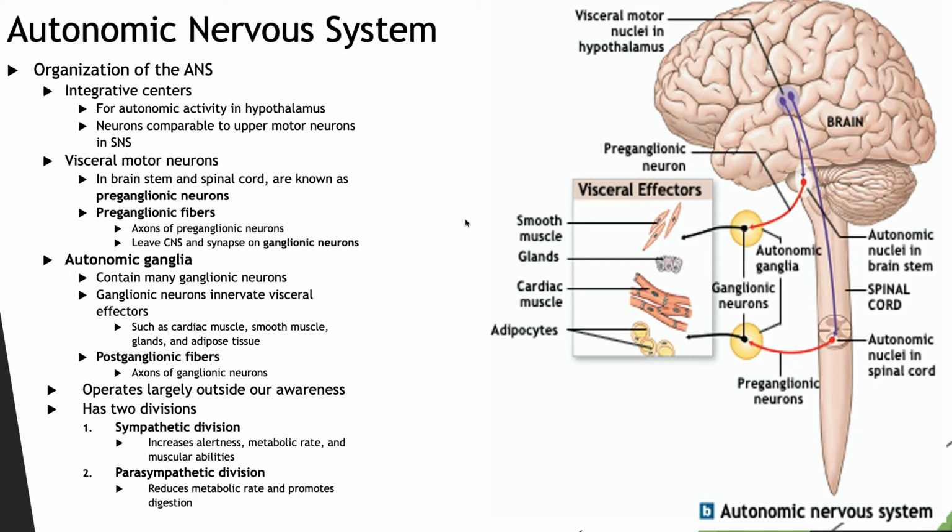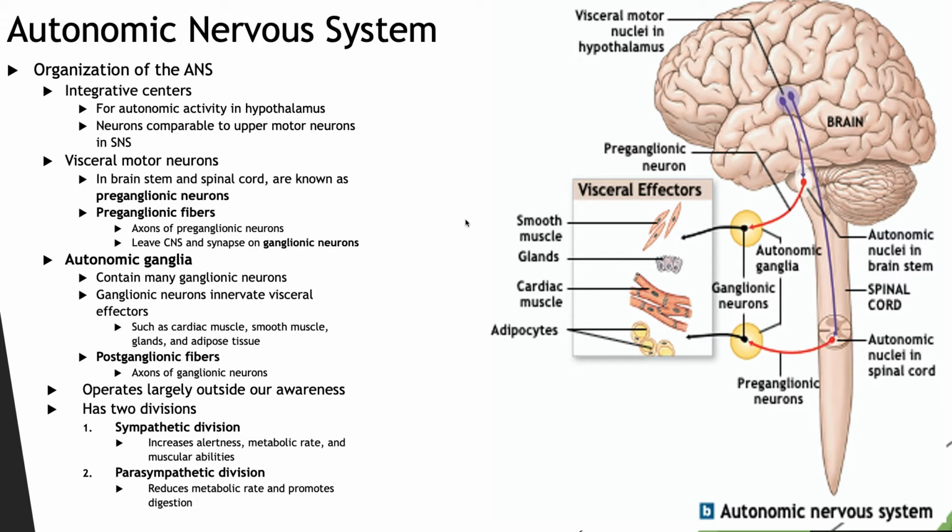Visceral motor neurons in the brainstem and the spinal cord are known as preganglionic neurons because they extend to the ganglia. These neurons are part of the visceral reflex arcs. Most of their activities represent direct reflex responses rather than responses to commands from the hypothalamus. The axons of preganglionic neurons are called preganglionic fibers. Preganglionic fibers leave the CNS and synapse on ganglionic neurons, visceral motor neurons in the peripheral ganglia. These ganglia, which contain hundreds of thousands of ganglionic neurons, are called autonomic ganglia. Ganglionic neurons innervate visceral effectors such as smooth muscle, glands, cardiac muscle, and adipocytes.